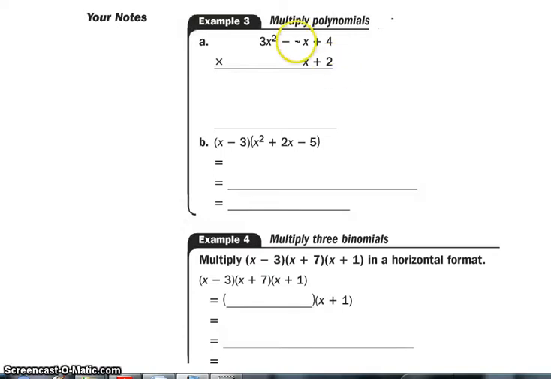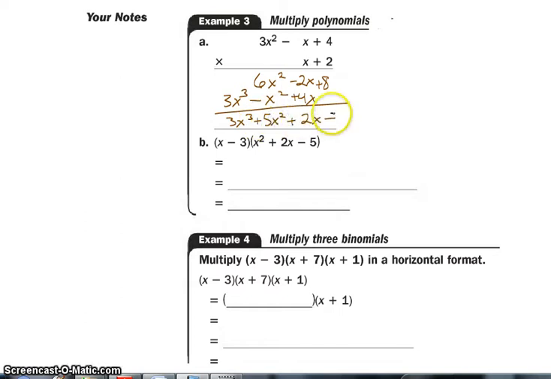So we're going to take the 2 and multiply it. So we've got 8, and then 2 times negative x is minus 2x, and then 6x squared, and then we just make sure that we line up our terms. So x times 4 is positive 4x, x times negative x is negative x squared, and then we have a 3x cubed, resulting in 3x cubed plus 5x squared plus 2x plus 8.